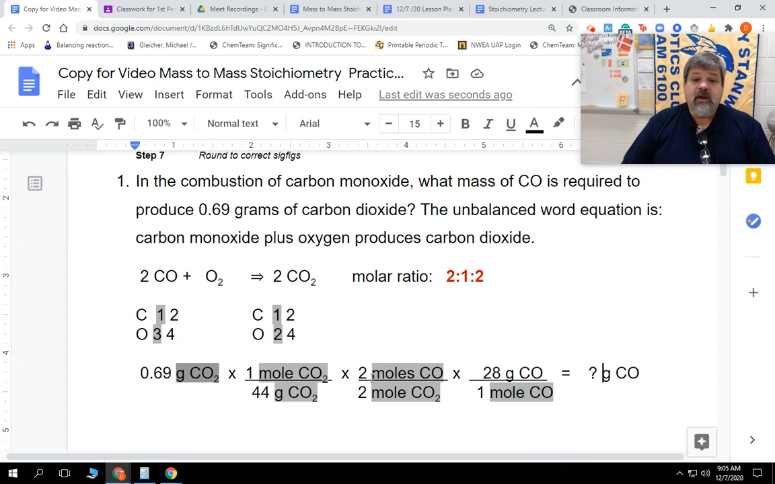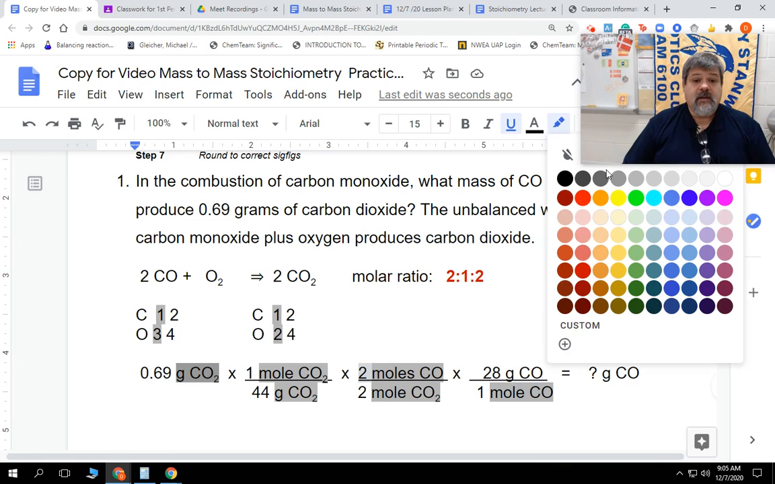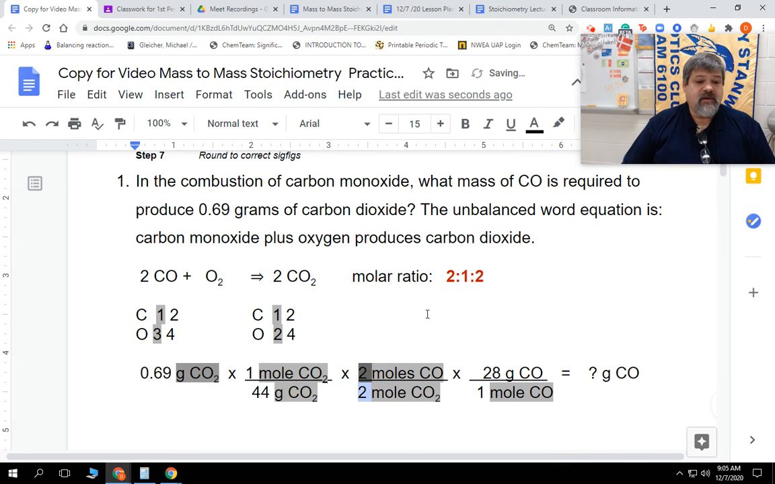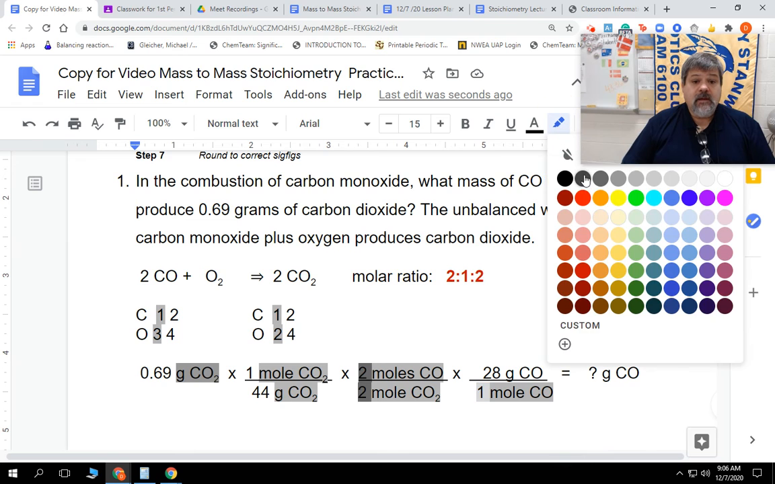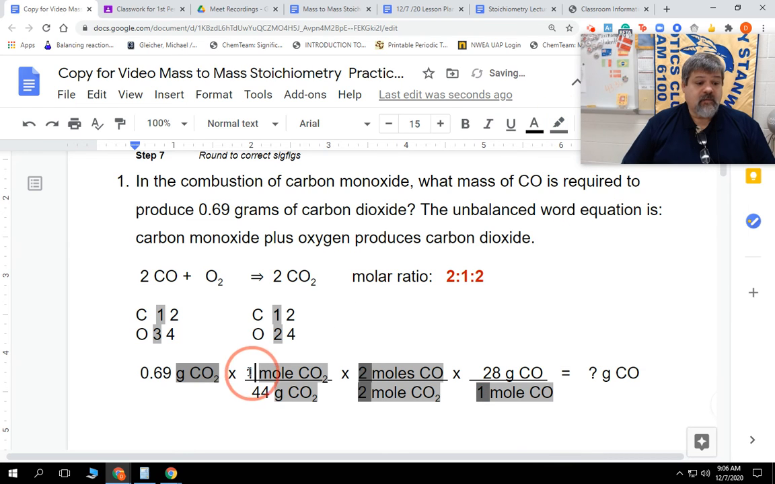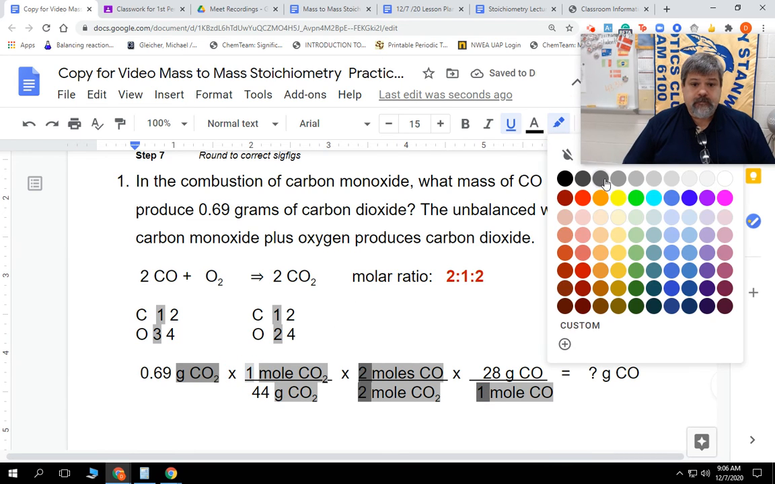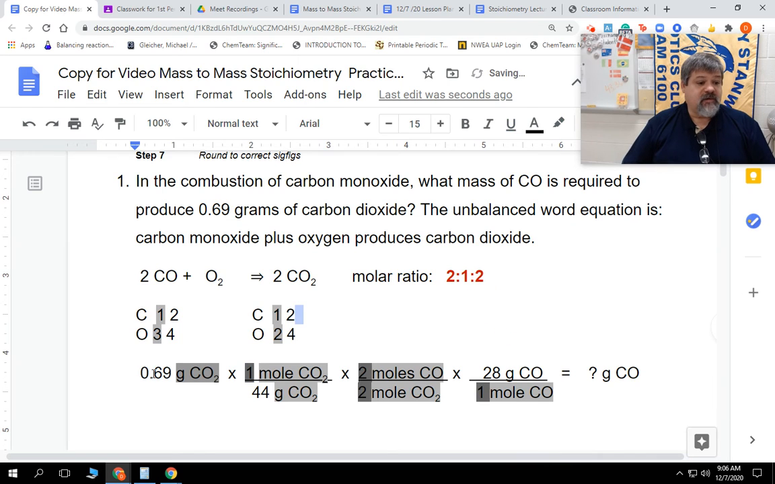Now, here's one other thing I'm going to do. I have a 2 up here and a 2 down here. So I'm going to get rid of that a little bit darker, and the reason is because it's over top of itself. I could also get rid of this one right here if I wanted to, and this one. So now all I have to do is take this number, divide by 44, multiply by 28, and I'll come up with my answer right here.